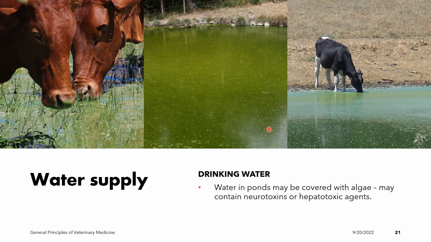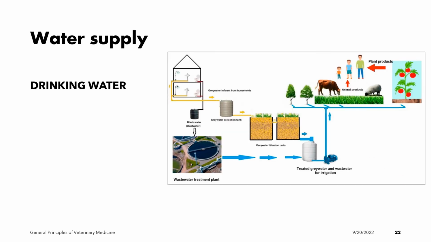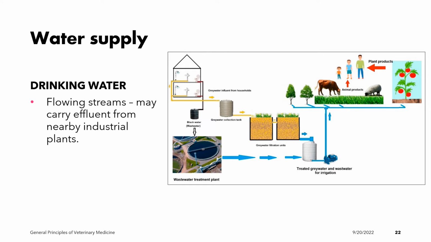So in particular, the blue-green algae can produce neurotoxins, liver toxins, and skin allergens. Livestock, dogs, and people can become poisoned by ingestion of algae, either in the water or as dried mats on shore, or from drinking water, where algal death has released considerable toxins into the water. In terms of the flowing streams, they may also carry effluent from nearby industrial plants. When we say effluent, these are liquid waste or sewage discharged into the river or the sea.